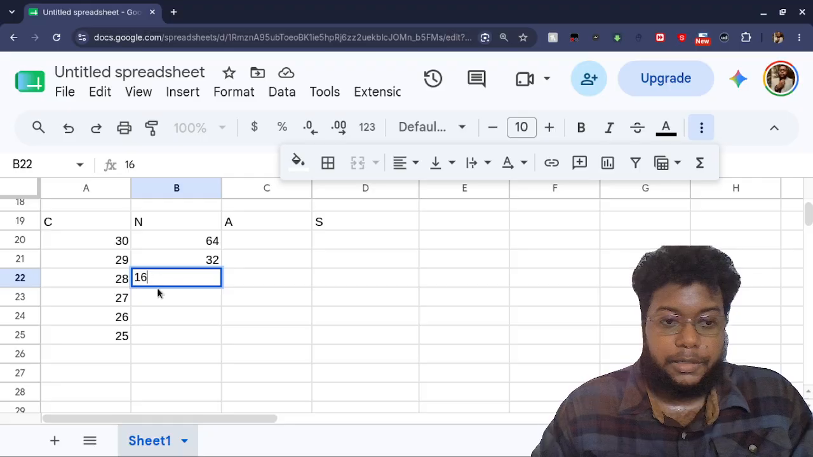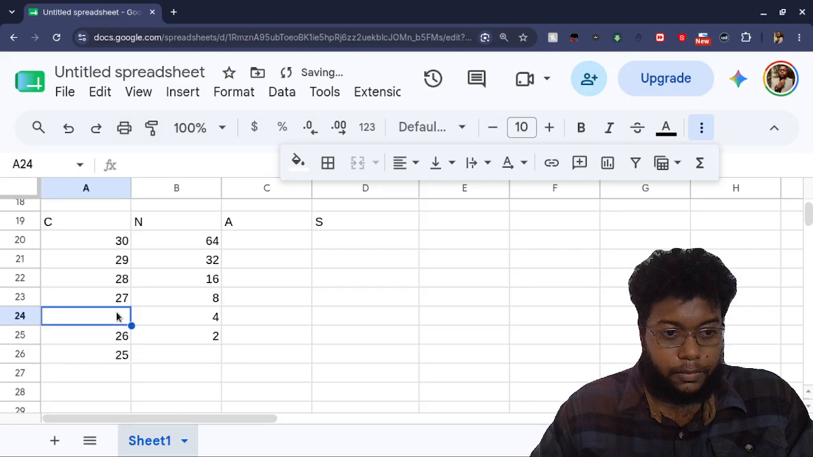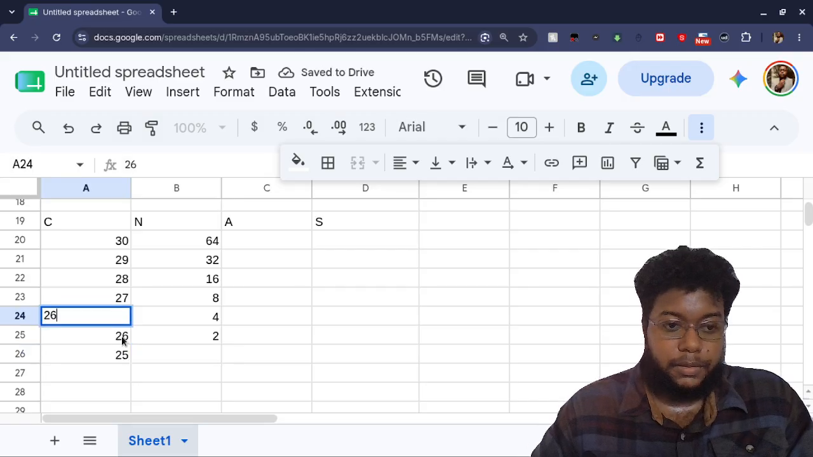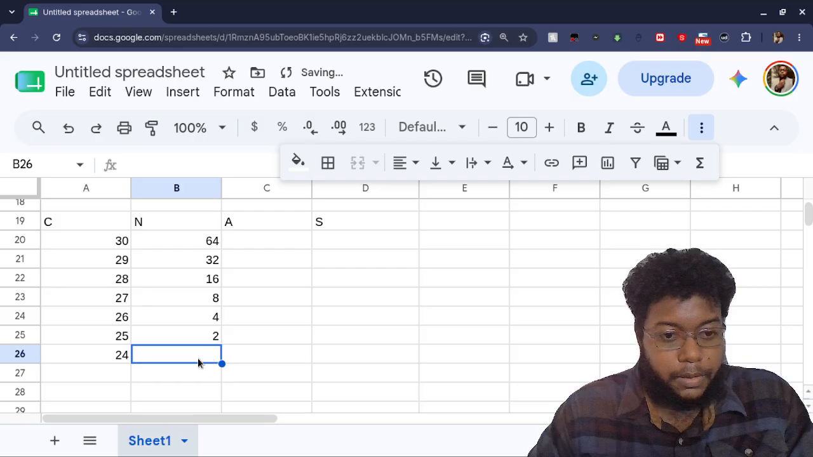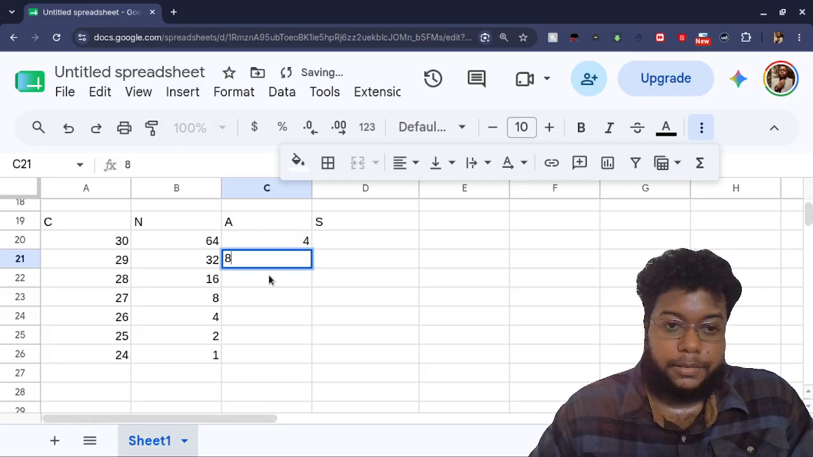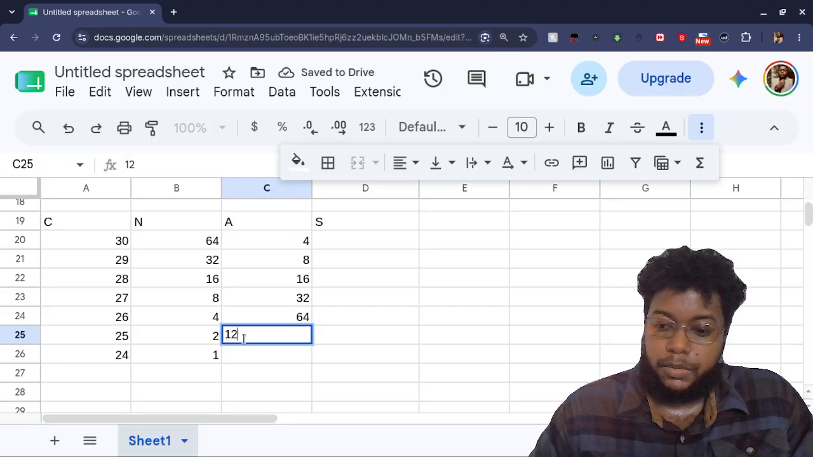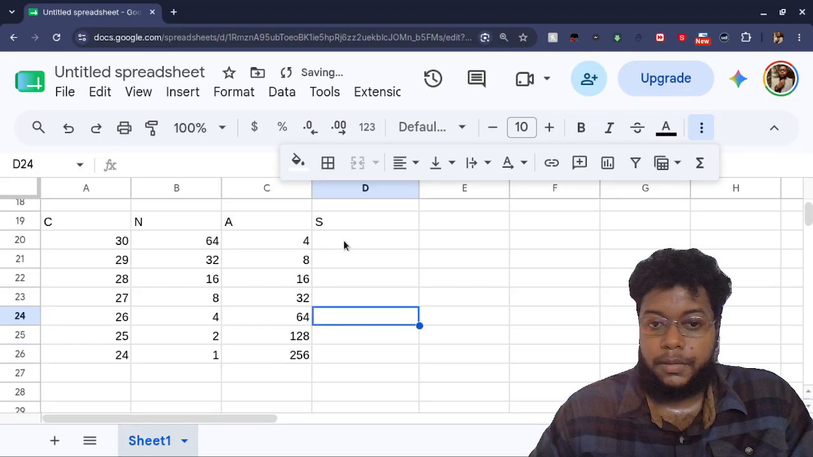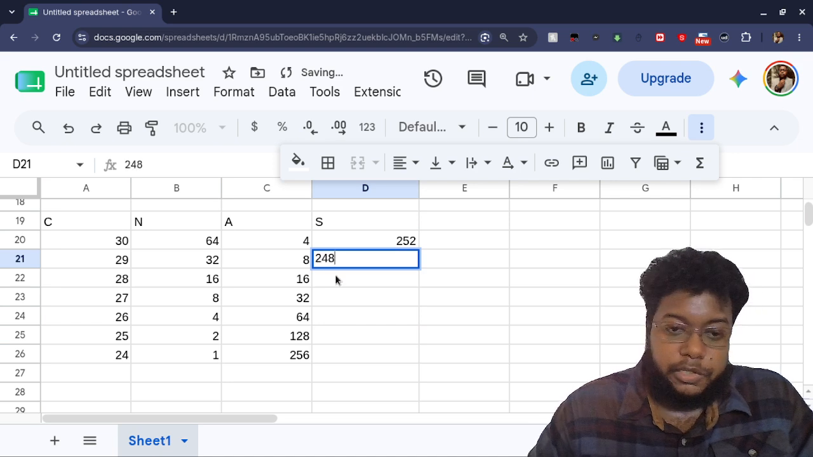What's 32? 16, 8, 4, 2, 1. Available IPs: 4, 8, 16, 32, 64, 128, 256. Right? And again, this is a little bit tricky as well, but guess what? You're going to do it so many times that you're just going to know it.